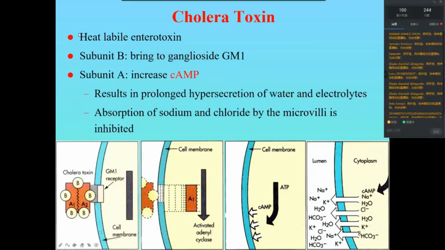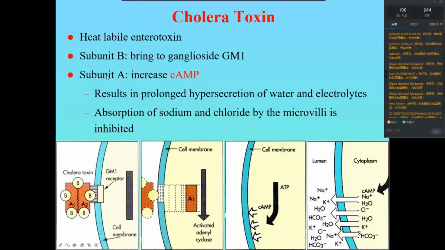Cholera toxin is an exotoxin, which means it's a protein secreted by the pathogen. It's a heat labile enterotoxin. And again, this toxin is an AB toxin, meaning that there are two types of subunits. One is subunit B, which binds to the receptor of the host cell. For the B subunit of cholera toxin, it is the GM1 receptor, a receptor on the cell membrane.